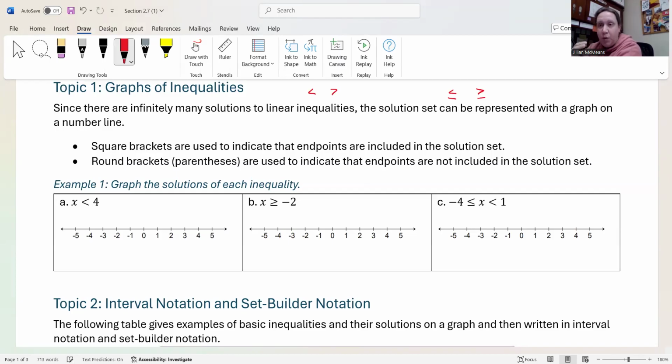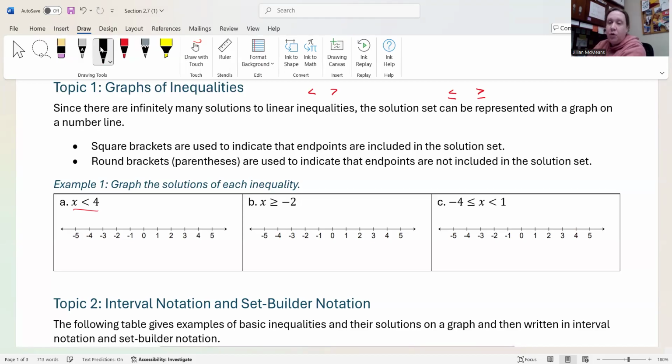So we have these endpoints. So let's say that we had x is less than 4, like what you see right here. We have to be able to determine, do we include the 4 or do we not include the 4? Okay, if we have x is greater than or equal to -2, do we include the -2 or not? Okay, so that's kind of what we're talking about when we talk about endpoints. That number that's part of the solution is the endpoint, and is it included or is it not included?